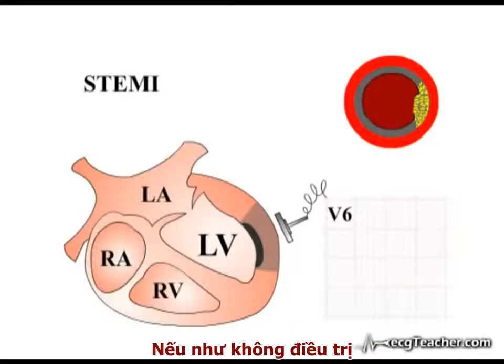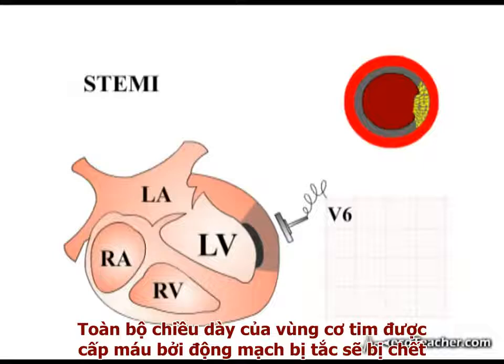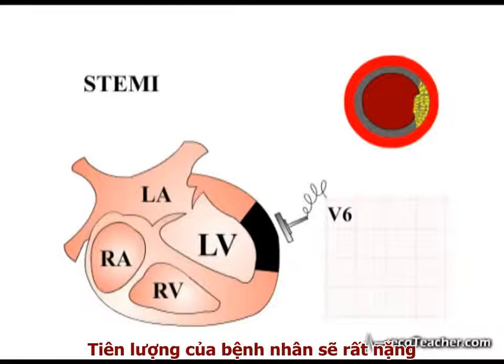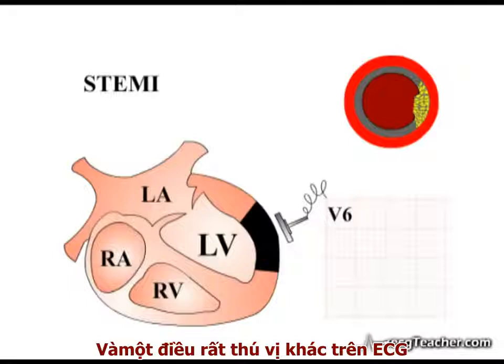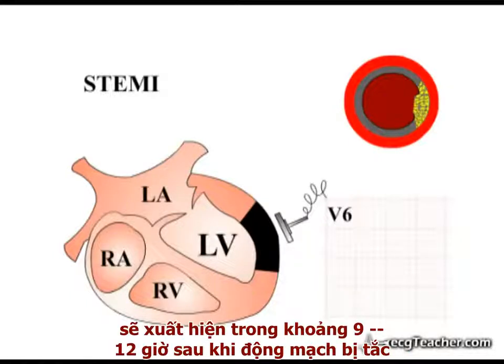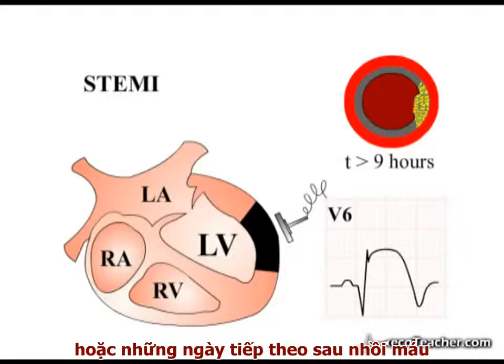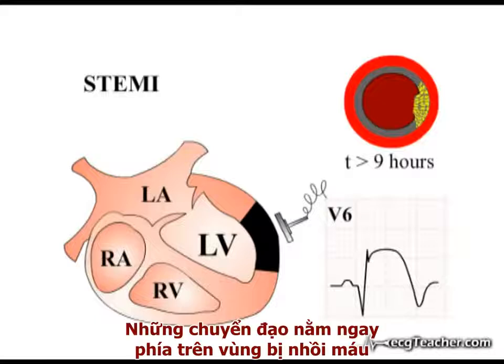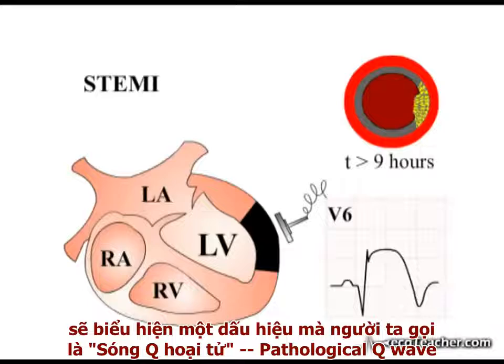If left untreated, however, the full thickness of the region of myocardium supplied by the occluded vessel may die. This is associated with a poorer outcome for the patient and an interesting ECG phenomenon developing between 9 to 12 hours after vessel occlusion or in the days following infarction. The ECG leads looking directly at the infarcted area may develop an abnormality termed pathological Q waves.